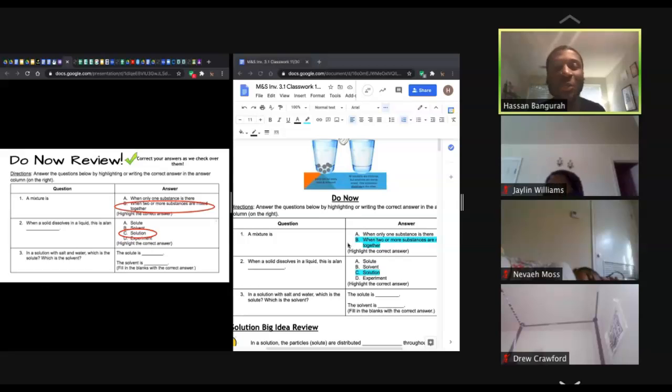Which one is the solute? Is it the salt or the water? If the solute is a solid, remember what I'm saying. If the solute is a solid, is it the salt or is it the water?